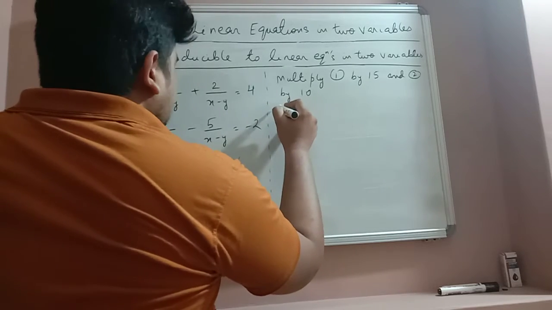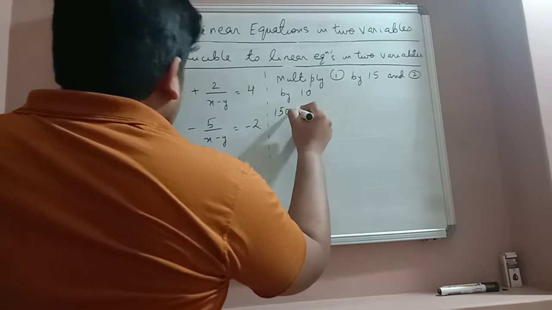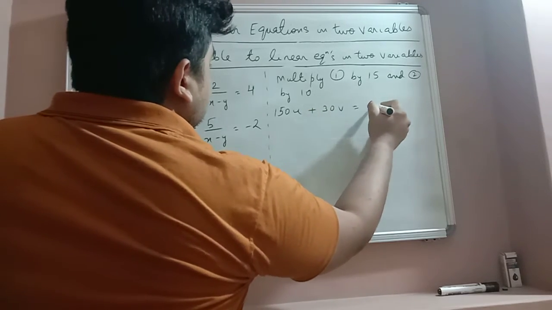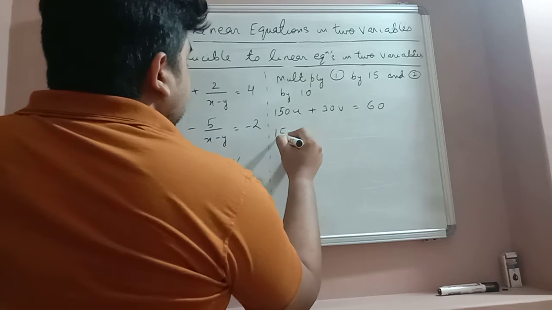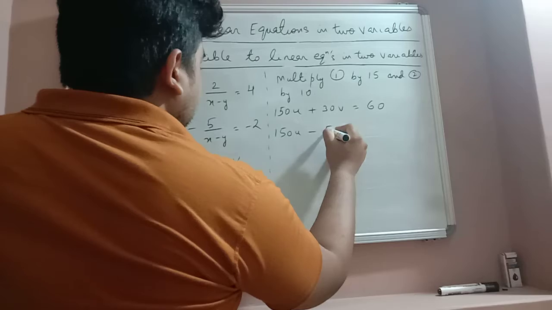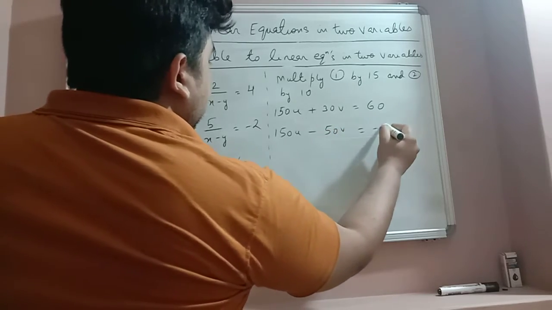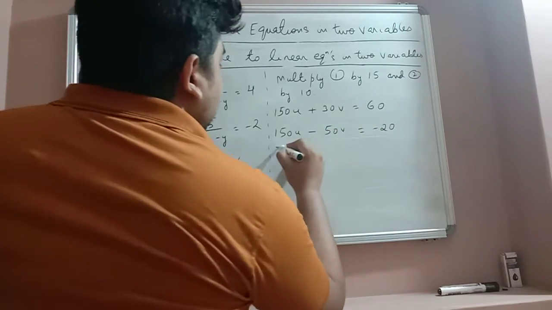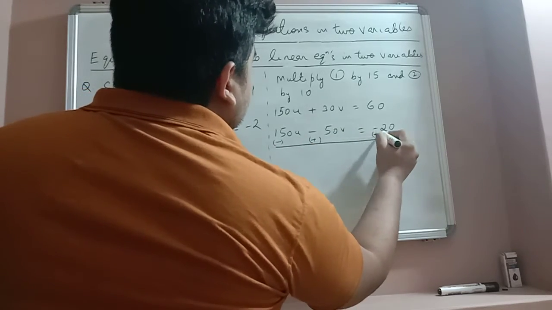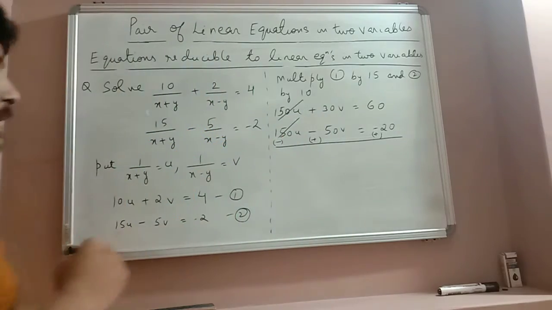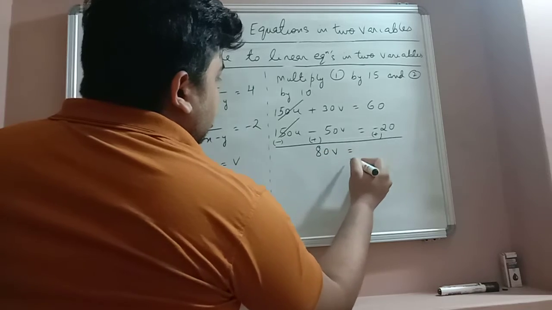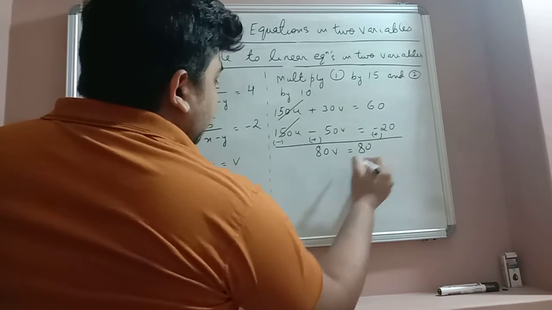So this becomes 150u plus 30v equals 60, and secondly it becomes 150u minus 50v equals minus 20. On subtracting, the signs will change: plus becomes minus, minus becomes plus. 150u gets cancelled. 30 plus 50 is 80v equals 80. So v comes out to be 1.